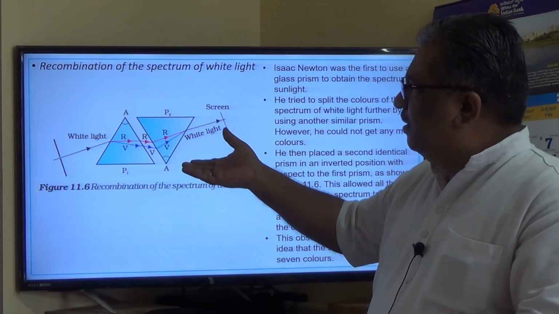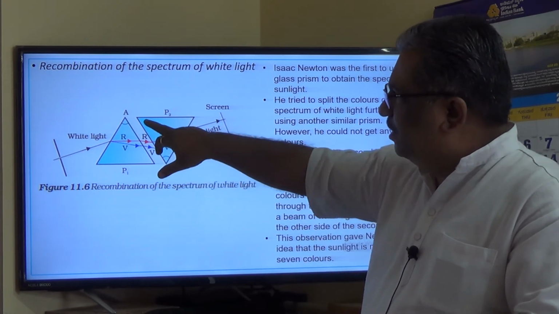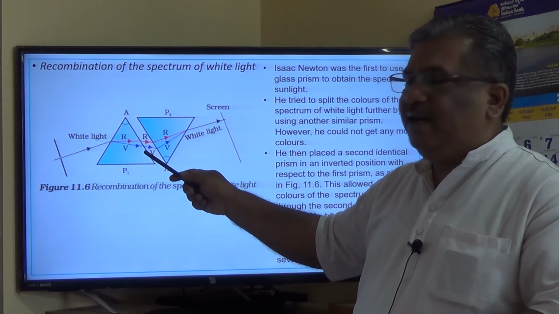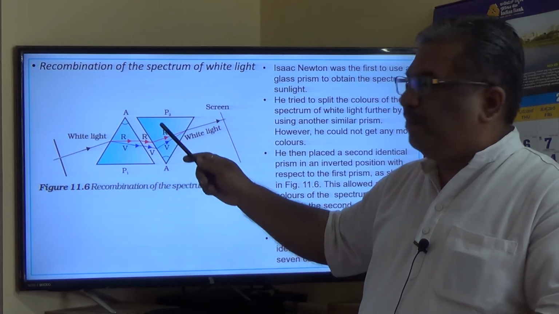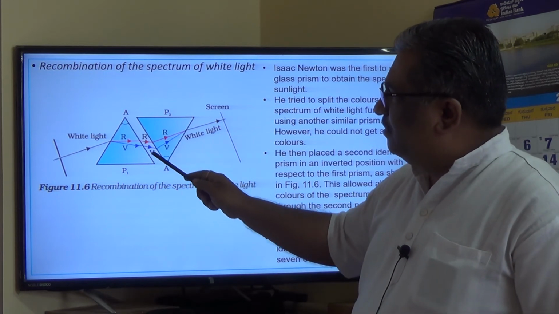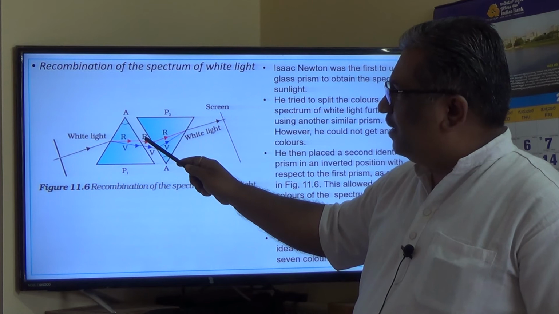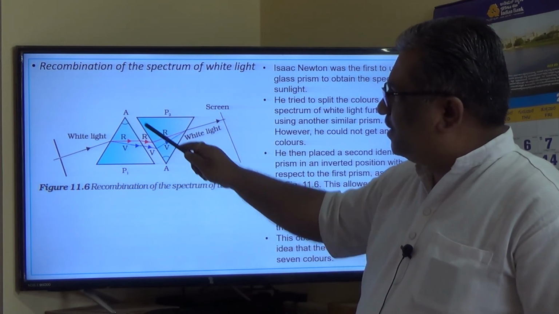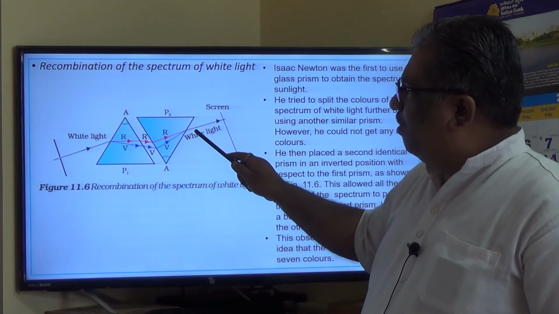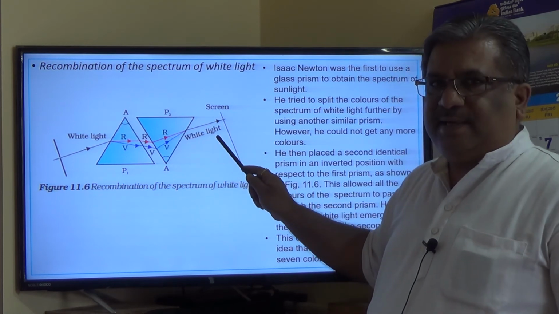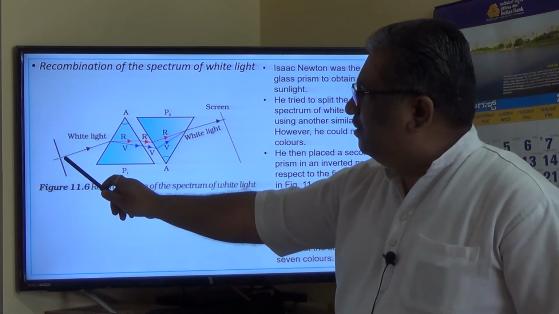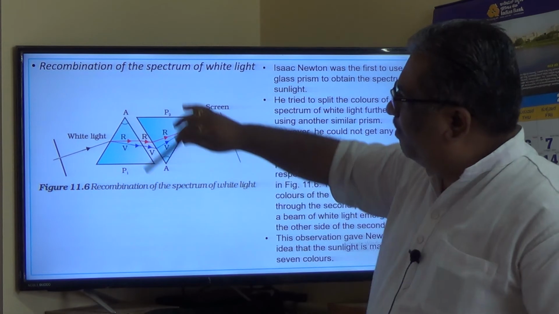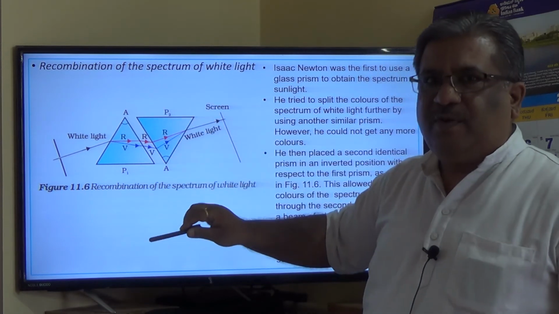Then what he did, he inverted the prism in this position now, and placed it at this point where the spectrum is observed. Surprisingly, all these VIBGYOR 7 colors, when they were made to pass through this inverted prism, he could obtain the white light once again. And interestingly, this white light and this white light were parallel to each other, but there was a lateral shift. Why is it so?